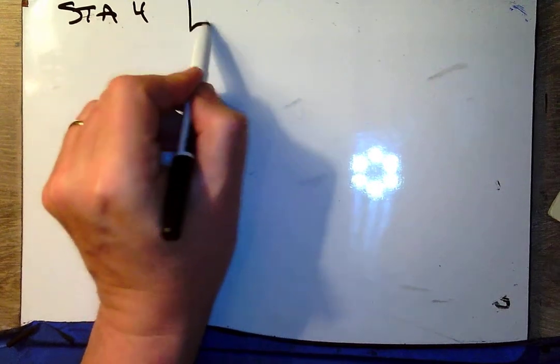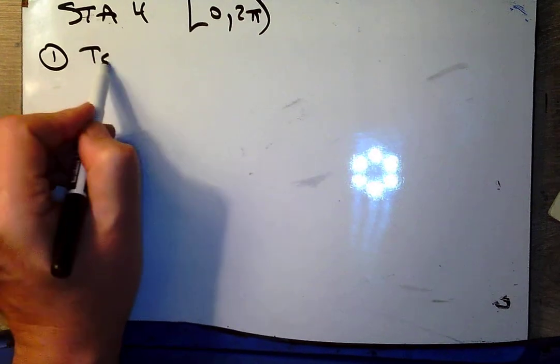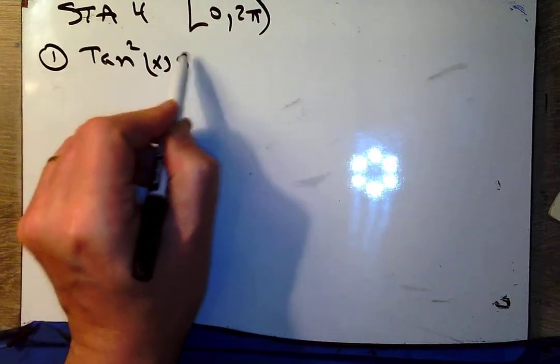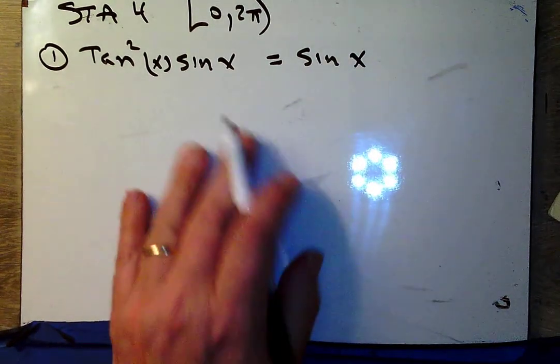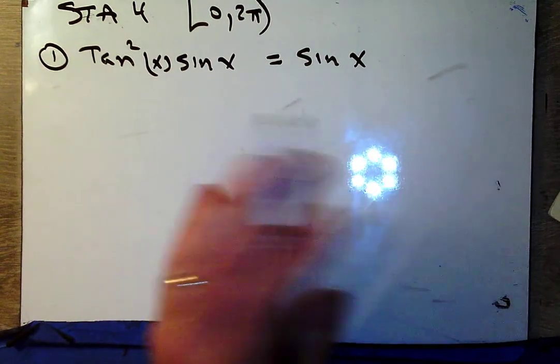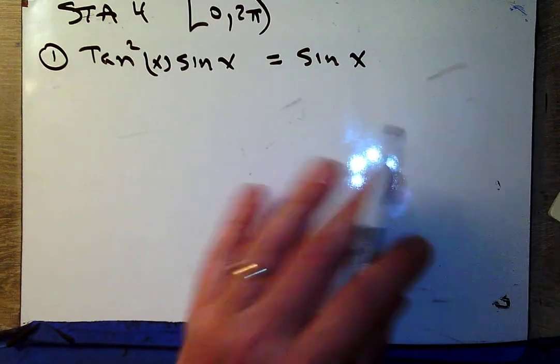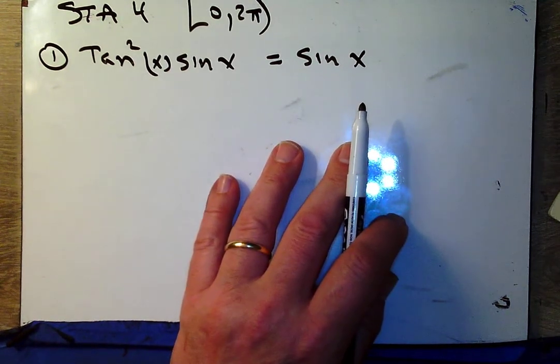Let's take a look at station number 4. Station number 4 features stuff. Again, with station 4, we're on 0 to 2 pi. And our first problem says tangent squared x sine x equals sine x. Now, many students, what they want to do is divide both sides by sine and get tangent squared equal to 1. Except, here's the thing. If you do that, there's a really good chance you're throwing solutions away.